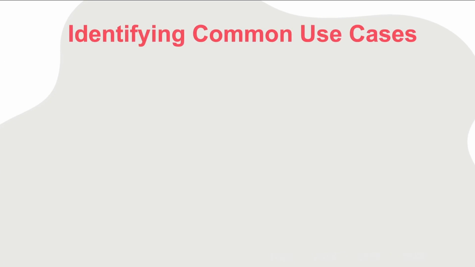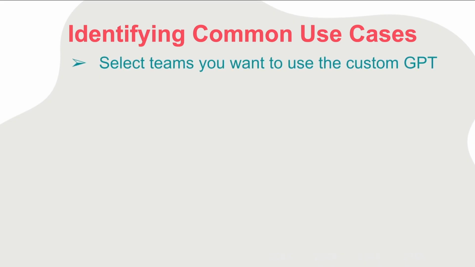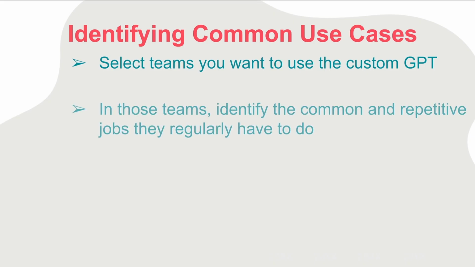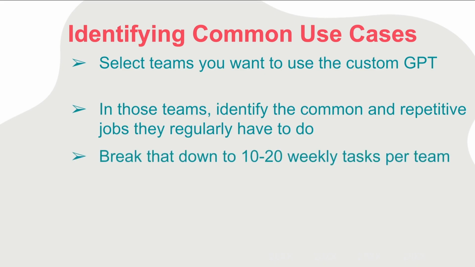You start by identifying the common use cases that you encounter with your business. In order to select the common use cases, you want to identify the teams that are going to be using the custom GPT. And in those teams, identify the common and repetitive jobs they regularly have to do. And you break those common and repetitive jobs that each team has to do. Maybe you find between 10 and 20 weekly tasks per team. Ideally, you might find less, you might find more. It depends on the business, obviously.